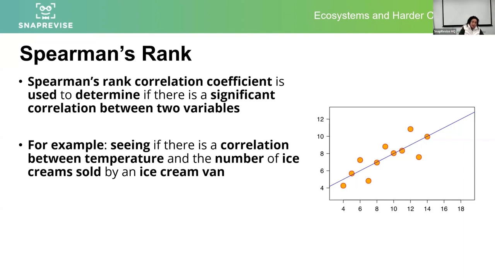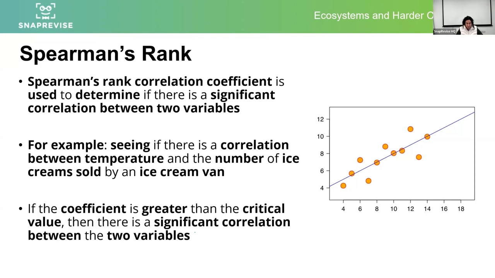So for example, here we have a correlation between temperature and the number of ice creams sold by an ice cream van. Does one affect the other? This is what I want to find out with my Spearman's rank. If the coefficient is greater than the critical value, that we read off tables, then there's a significant correlation between the two variables. Correlation doesn't mean causation. You know that very well by now. But we can state whether a correlation is significant or not.